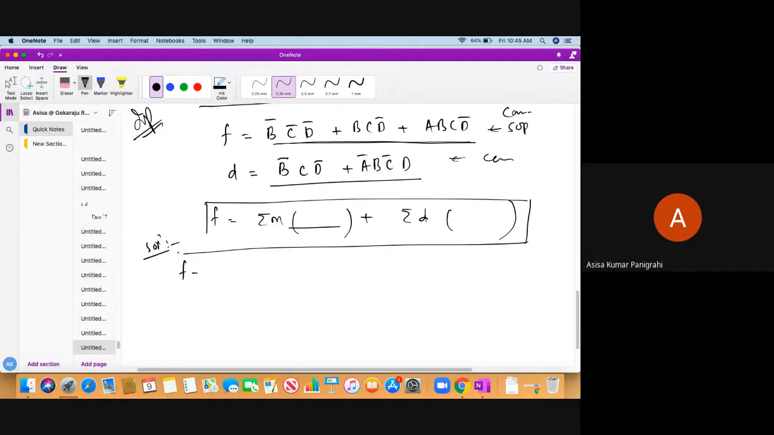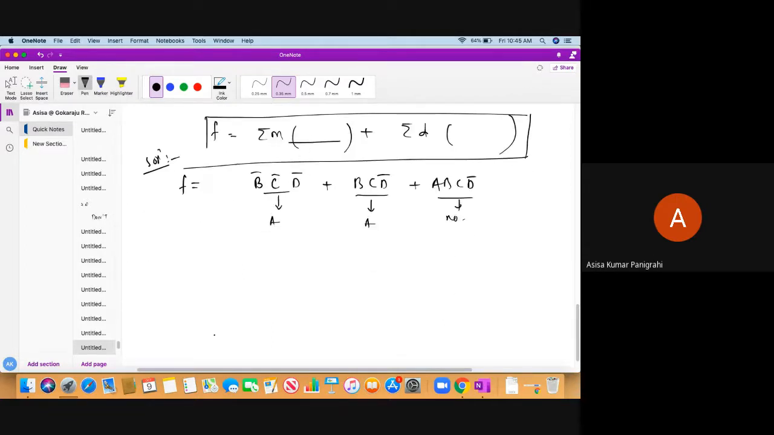Obviously F is given here as B bar C bar D bar, B C D bar, A B C D bar. So what minterms are absent here? Here the absent variable is A. Here no variable is missing. So you know how to express that in canonical form. If A is present, what values will come here? Actually this is A bar B bar C bar D bar, and either we will be having A B bar C bar D bar. Am I correct?